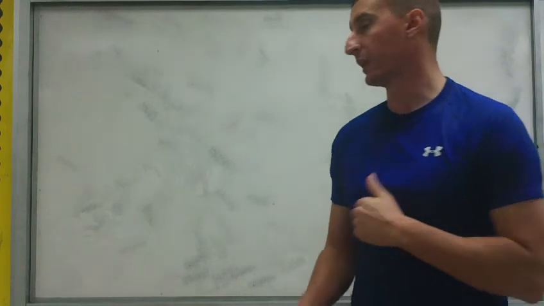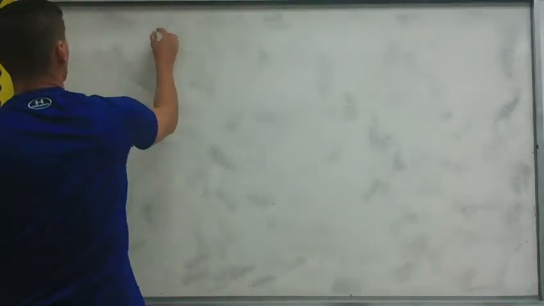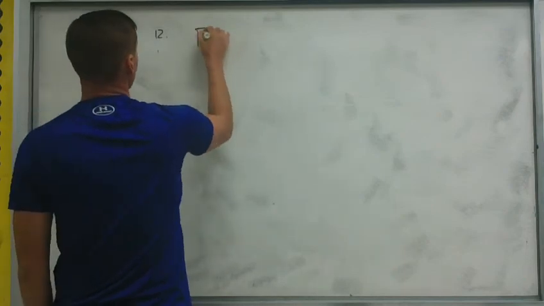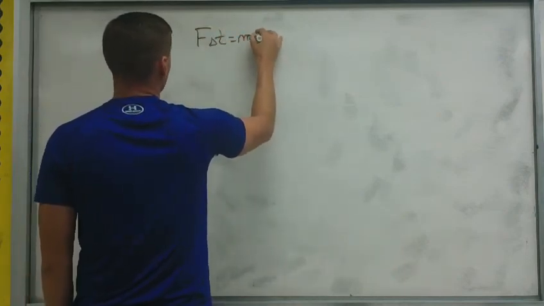Number 12 says, a tennis player returns a 30 meters per second serve straight back at 25 meters per second after making contact with the ball for 0.5 seconds. If the ball has a mass of 0.2 kilograms, what is the force exerted on the ball? So again, we're looking for force, so we'll probably be using F delta T equals M delta V.